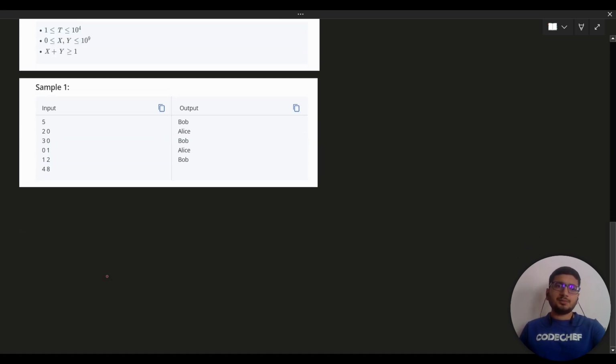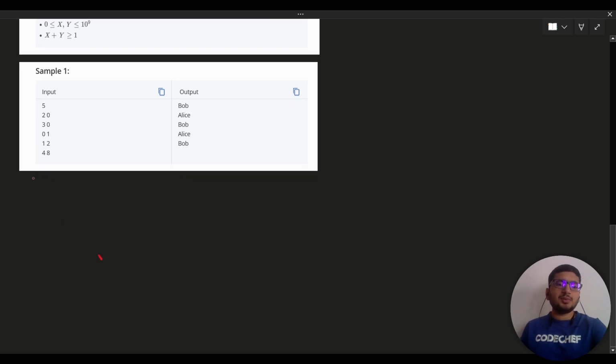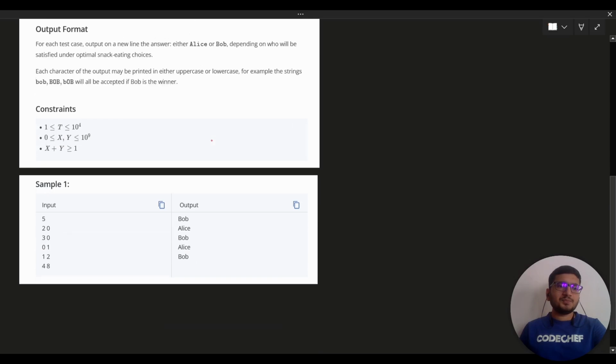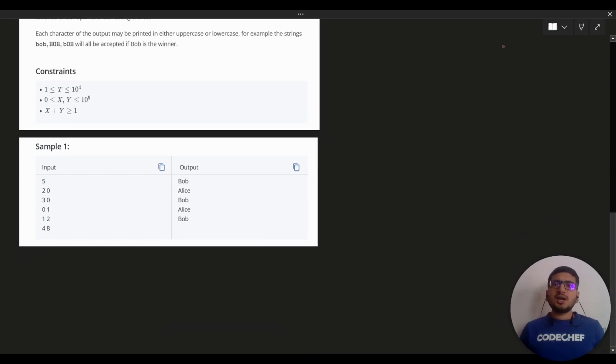Let's see some sample inputs. For the first sample input, the value of x and value of y are 2 and 0. So there are a total of 2 biscuits. The first biscuit, because Alice is playing first, will be eaten by Alice, right? And the second biscuit will be eaten by Bob. So the person who is satisfied is Bob. Therefore, the answer is Bob.